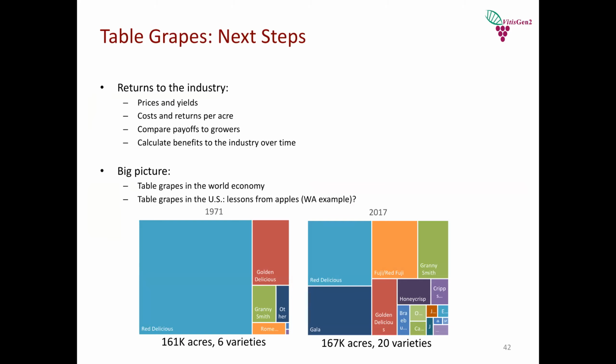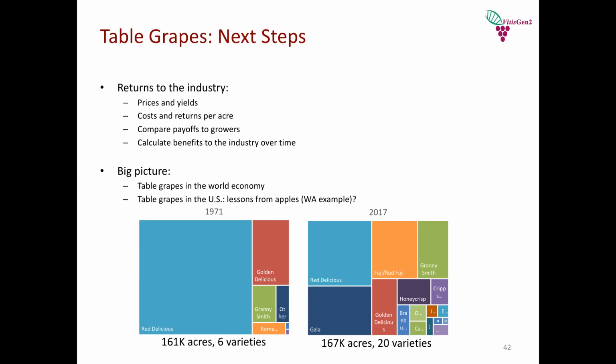We're also going to put that in the context of the world economy. Table grapes are a much bigger part of the world economy than they are in California, and new varieties are coming on the market there as well. As I mentioned, China now has more than 10 times the table grape production compared to California, and that has increased by a lot just in the last 10 years.